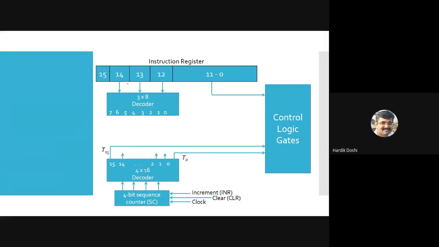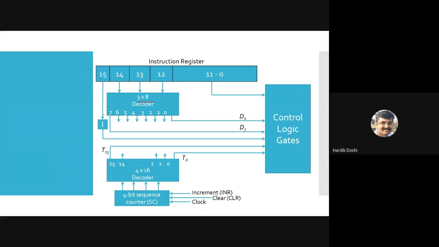I am decoding these 3 bits, bits 12, 13, 14. Decoding means a 3 to 8 decoder. So that decoded line's output I am giving to my control logic gate, and the 15th bit, which is the I bit for us, is stored in I and again given to the logic gates. Now, this is nothing but the control unit of a basic computer.